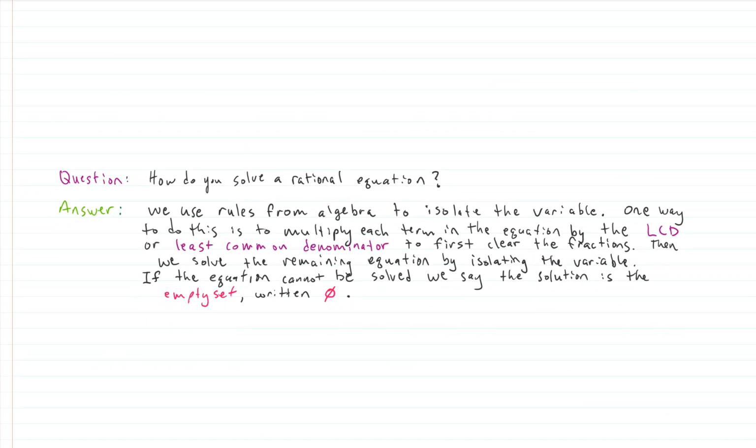We generally use the rules of algebra, if we're doing it by hand, to isolate the variable. A great way to do this is to multiply each side of the equation by the LCD, the least common denominator. The reason we do that is because we clear all the fractions in the very first step. And then after that, we just have an equation that we solve without fractions. That makes it a little bit easier. If by chance there isn't a solution, then we say the solution is the empty set. And the symbol we use for the empty set is that 0 with the slash through it.